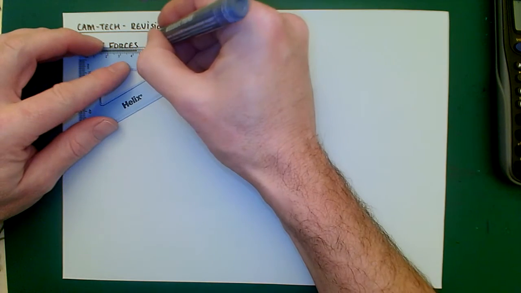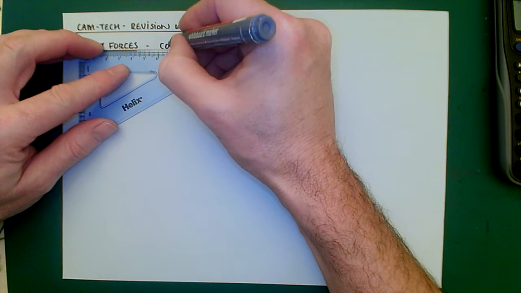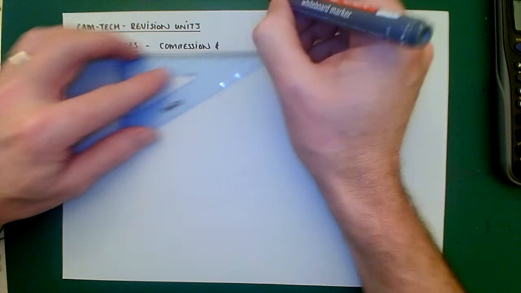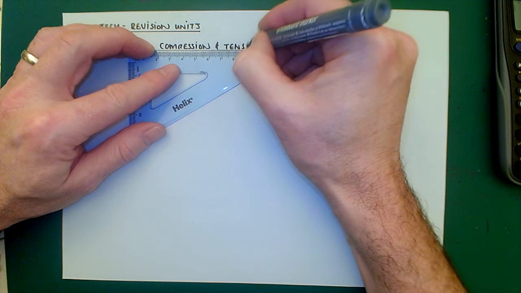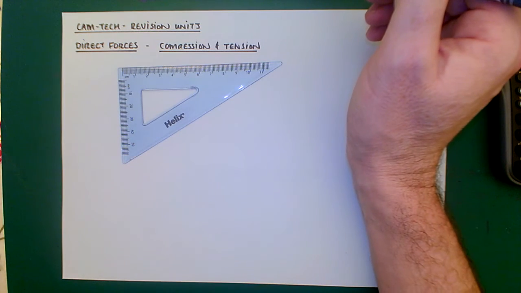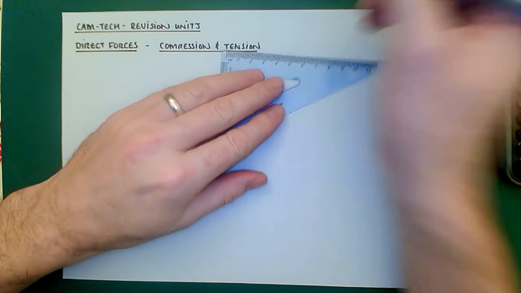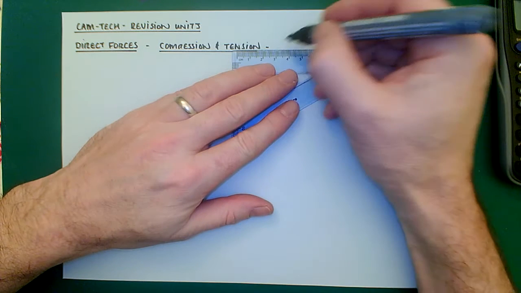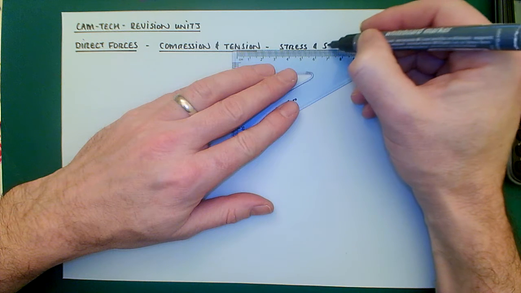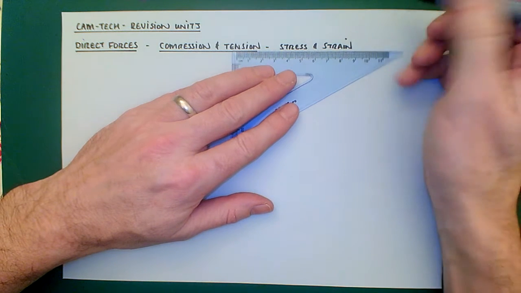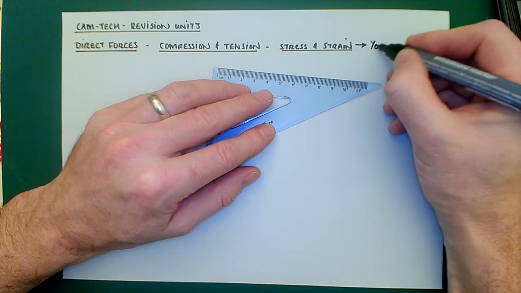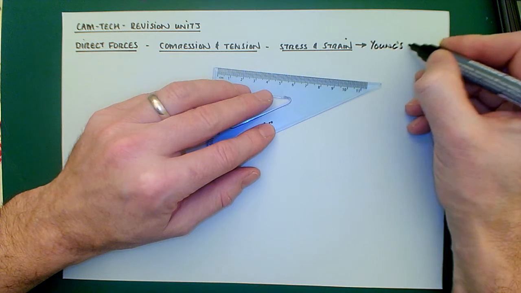By direct forces, what we're talking about here is compression and tension. Now we're going to look at how we can calculate two particular values for these, or the impact of these on a material, which are stress and strain. And this will lead on to the Young's modulus for elasticity.